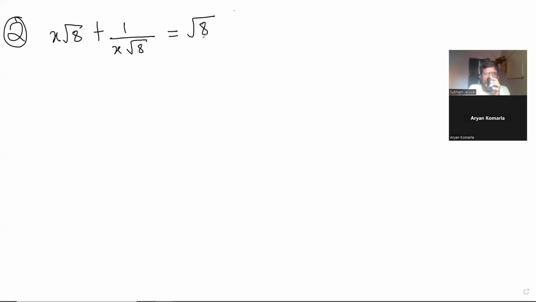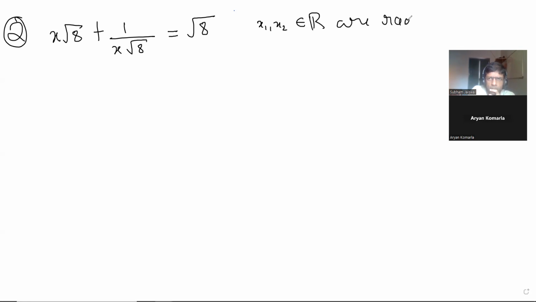I think this is a very interesting question. Suppose we consider the quadratic equation x root 8 plus 1 over x root 8 is equal to root 8. So we have that this equation has two roots, x1 and x2, both real roots belonging to R.